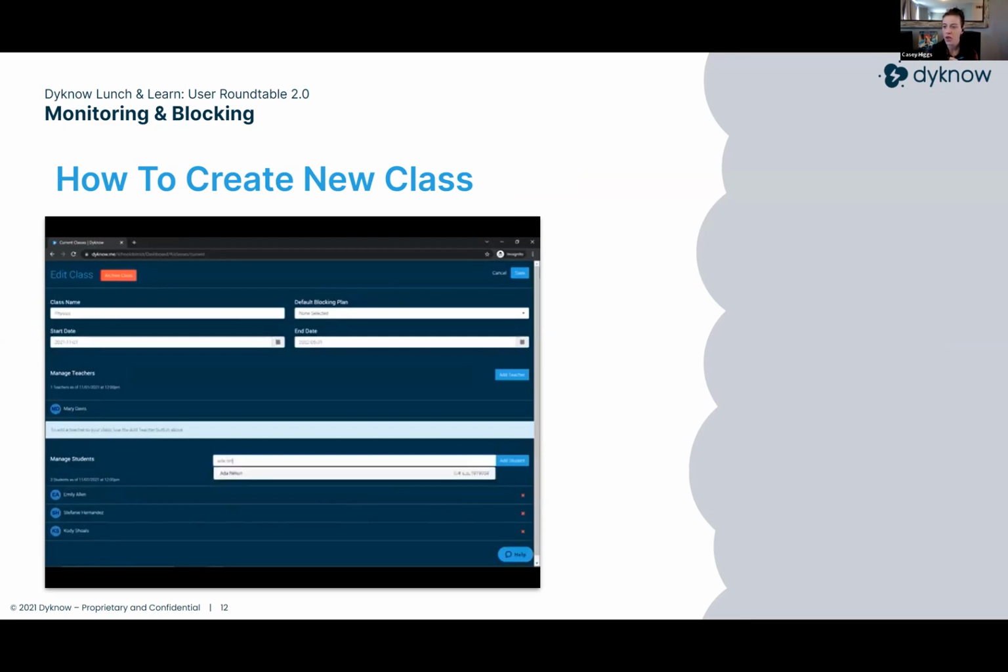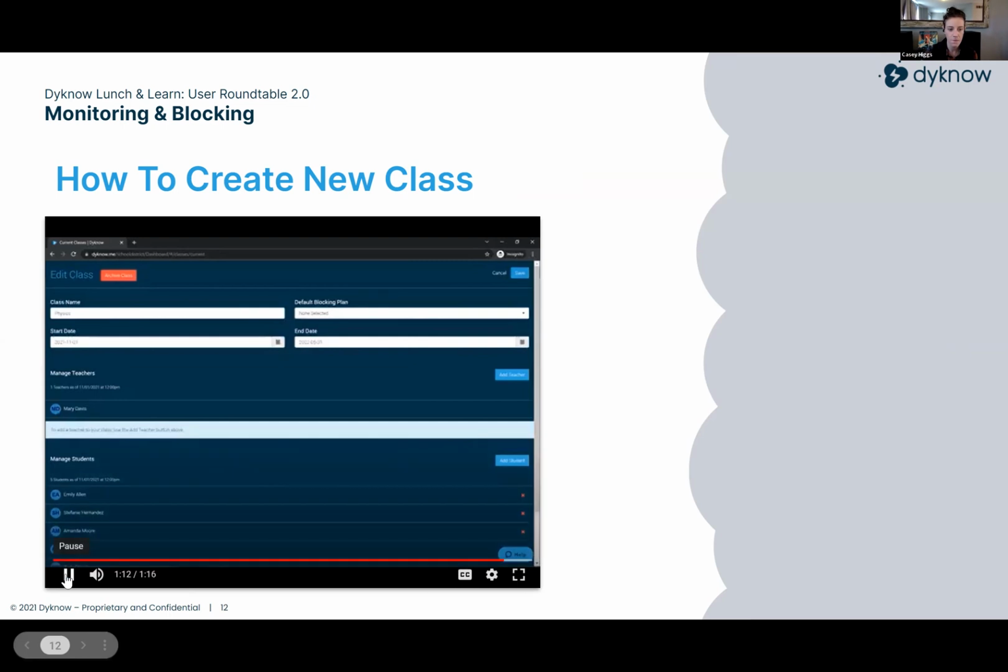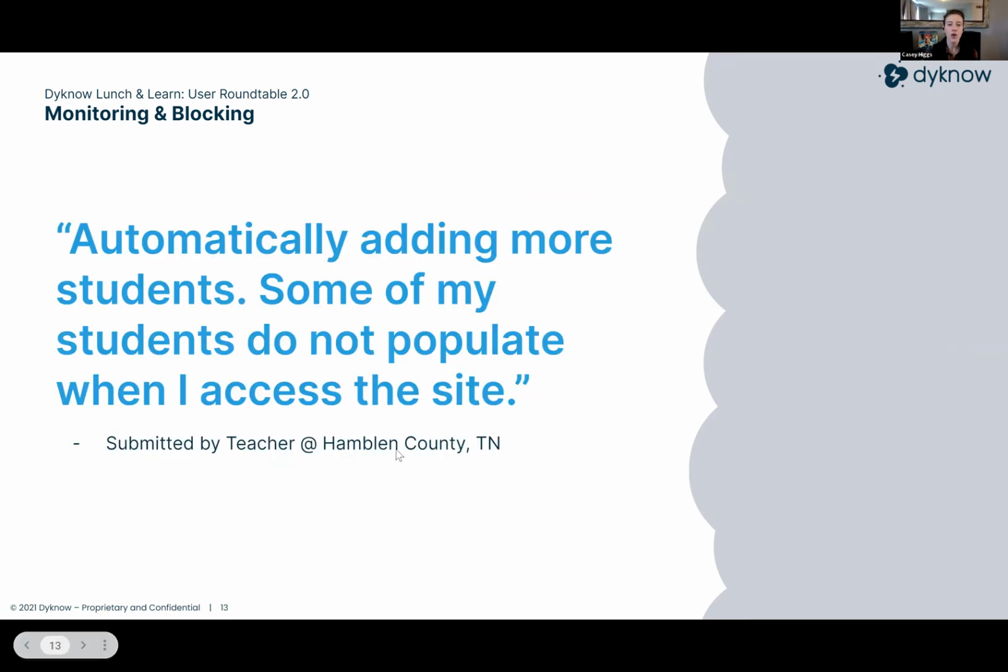Okay. So as we move on here to talk more about monitoring questions that were submitted, the next question that we're going to talk about is actually very similar to this, in that we're talking about students on a class roster and potentially adding them to that class roster. So the question is about automatically adding students. Some of my students don't populate when I access the site. Well, when I read this question, I think about troubleshooting.